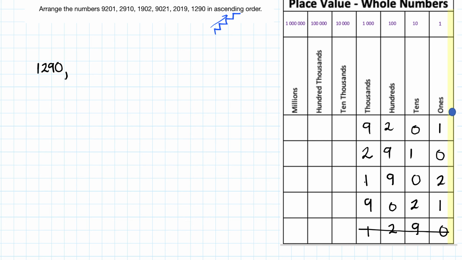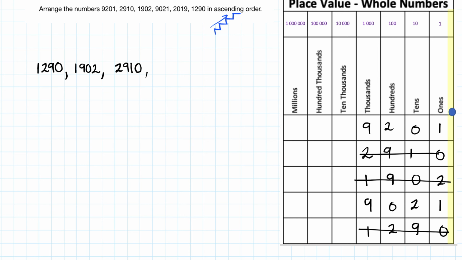So the next one will be the other one that I was comparing. So 1,902. Then the next one. So I go into this one because this one has a 2 and the others have a 9. Therefore, it has to be this one. So 2,910, comma. And then I have a 9 and a 9, so I have to compare in the next one.